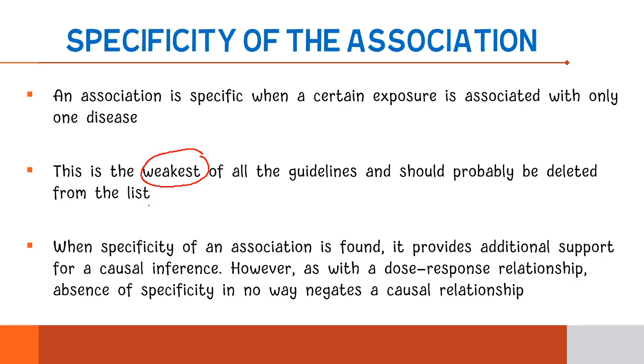But when specificity of an association is found, it provides additional support for a causal inference. However, as with a dose-response relationship, absence of specificity in no way negates a causal relationship. Just because it is not specific, we do not immediately cancel it as a cause. So, as explained a while ago, we have many factors that can cause a disease. That is why it is the least likely guideline that we look at.